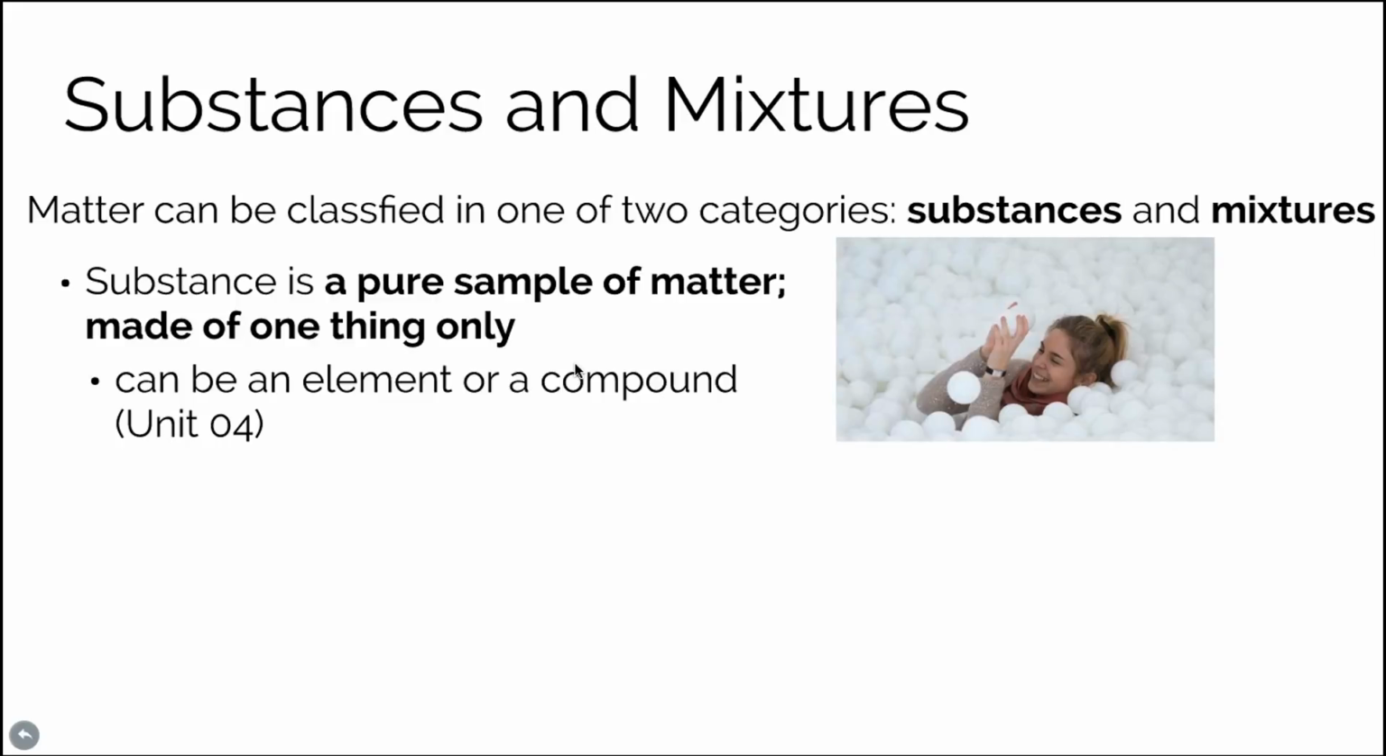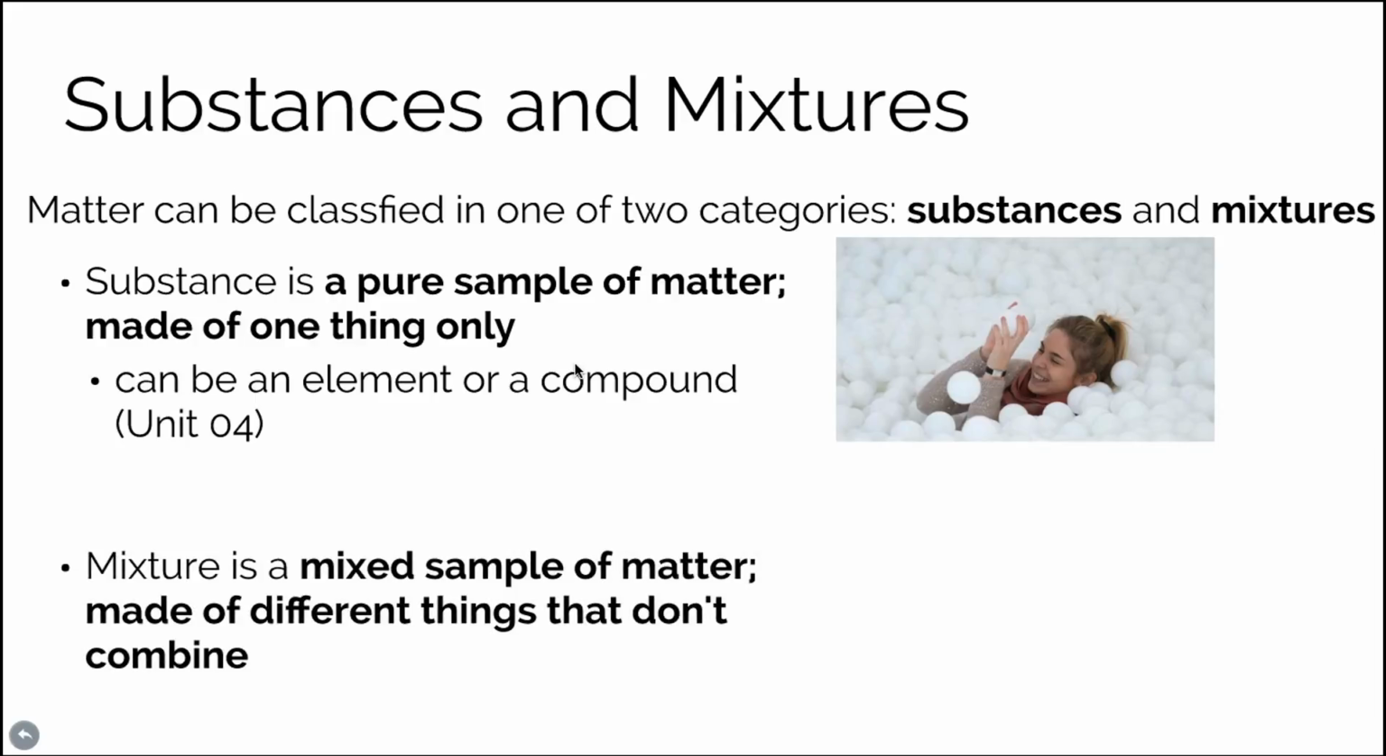Now, you can think of it this way. If you had a ball pit, they can be all different colors. But imagine a ball pit that was all a single color. This would be an example of a substance because all these balls are all exactly the same color.